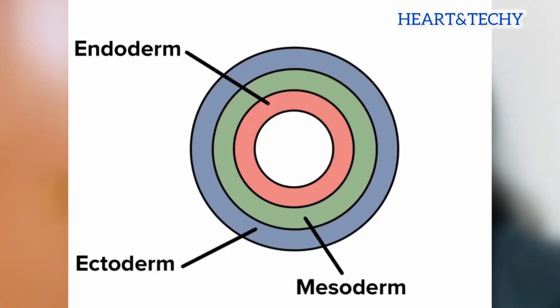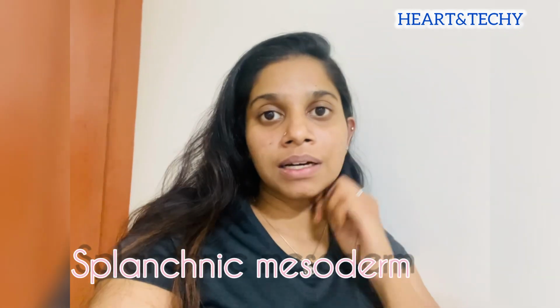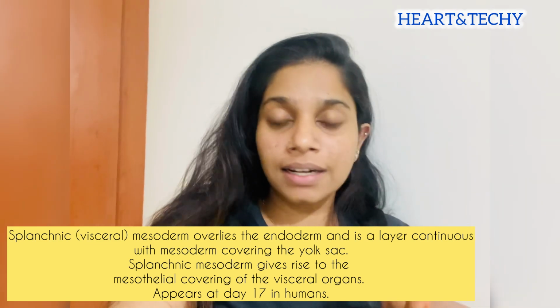So there are 3 layers: ecto, inside endo, and in between, the mesoderm, also called meso. Its meaning is middle layer. These are the 3 types of cell layers which we have. Our heart develops from the mesocardium, from the splanchnic mesoderm. From the splanchnic mesoderm only, our cardiac muscle cells are getting developed.